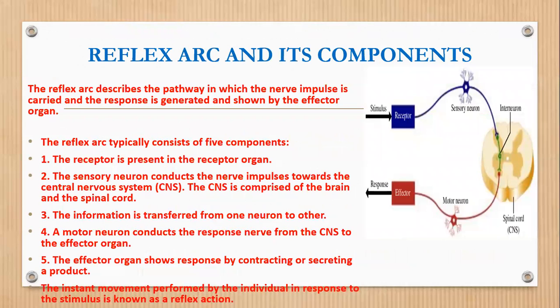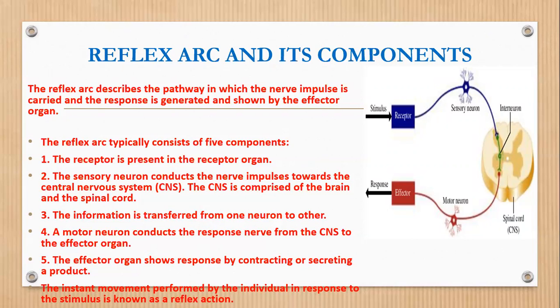So next is the reflex action and its components. In this, the reflex arc describes the pathway in which the nerve impulse is carried and the response is generated and shown in the effector organs. The reflex arc typically consists of 5 components: the receptor, sensory neuron, information center, motor neuron, and effector organ.